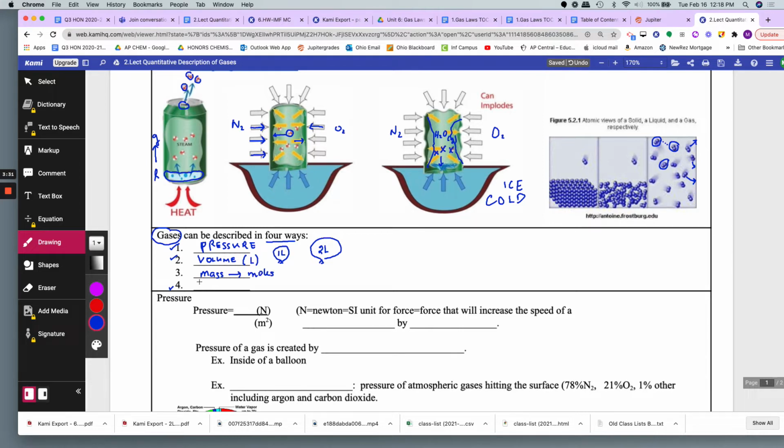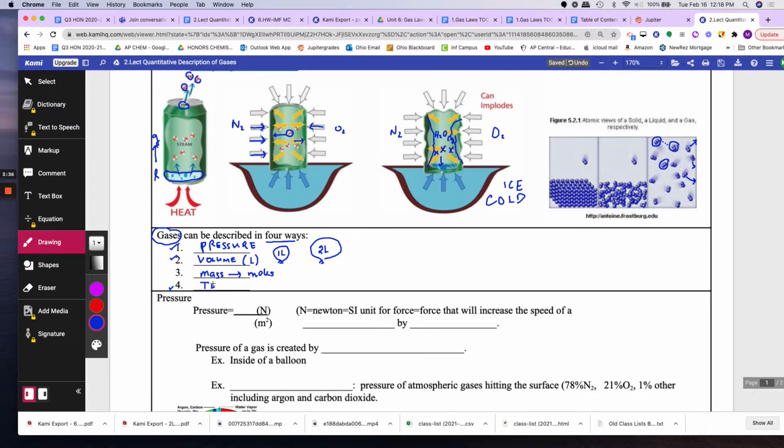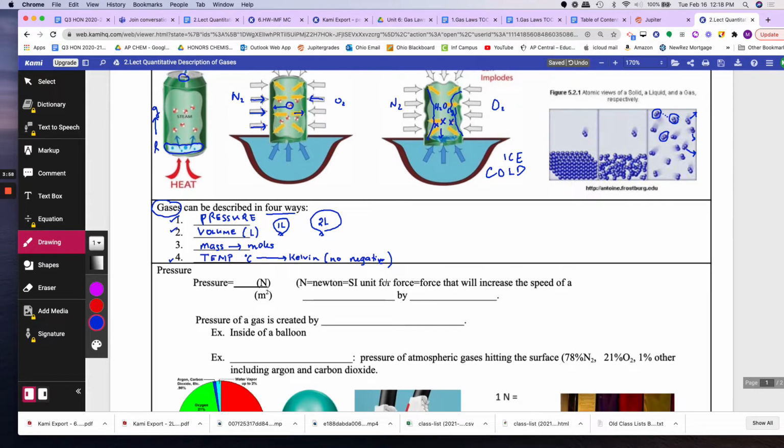Another way to measure gas molecules is by its temperature. In this unit, we will only be using Kelvin. So we will use a thermometer in the lab in units of degrees Celsius, but we will convert it to Kelvin. And the reason we'll use Kelvin is because there are no negative numbers. It goes from 0 and up.